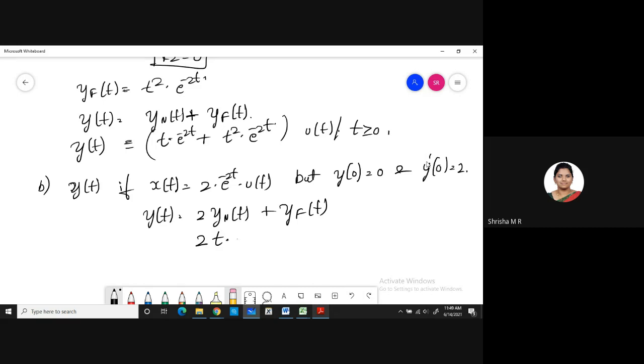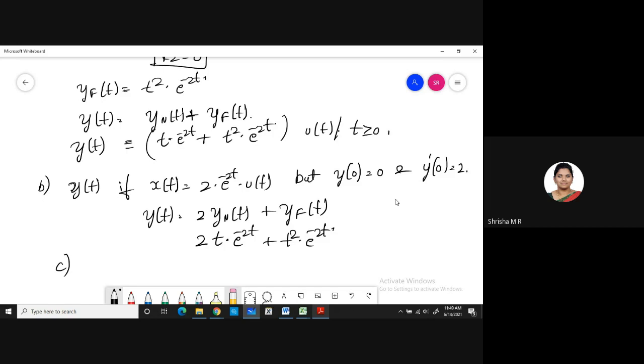2t into e power minus 2t plus t square into e power minus 2t. Got it, everyone? Part B. The input signal they have given is the same, but the initial conditions are doubled. So you double the natural response. Okay, so it will be 2 times whatever you have got.